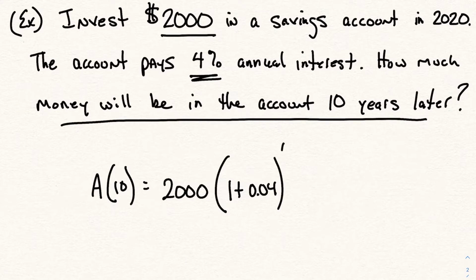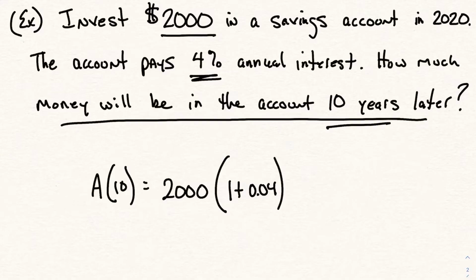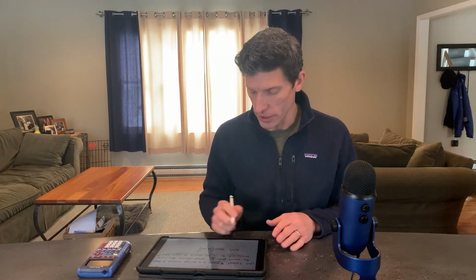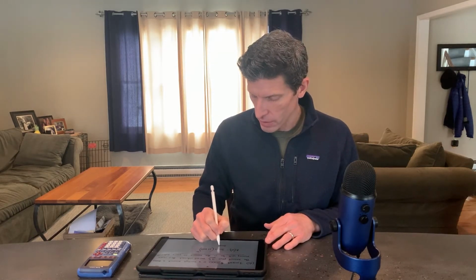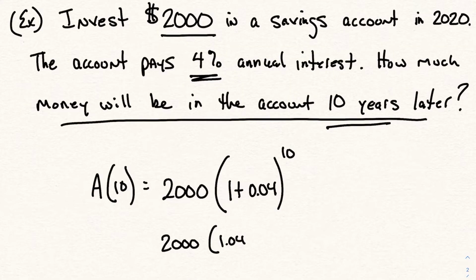And the t value is going to be the number of time intervals. And in this case, the number of time intervals is 10 years. So I'm going to take the t out and replace it with the 10. And now this is really just a calculator task. I'm going to type in 2,000 times 1.04, and then I'm going to raise it to the 10th power. Now, regular calculators are really powerful for this. I'll use my iPad calculator.